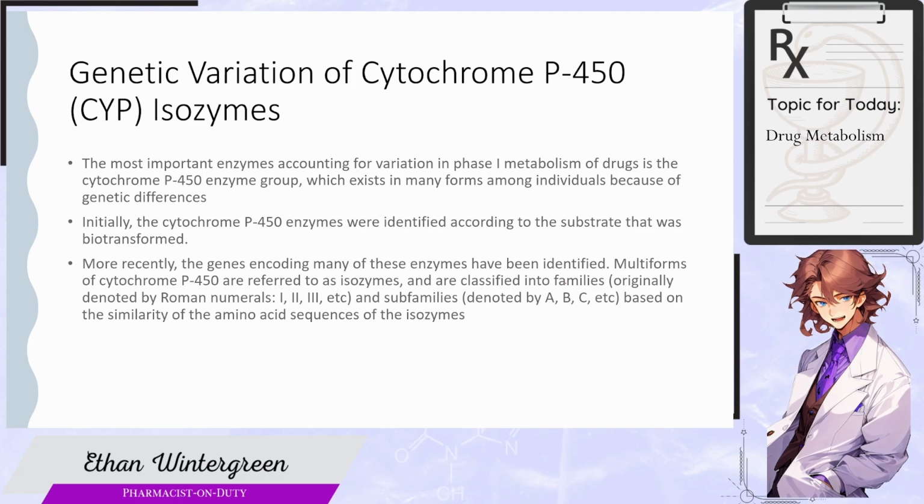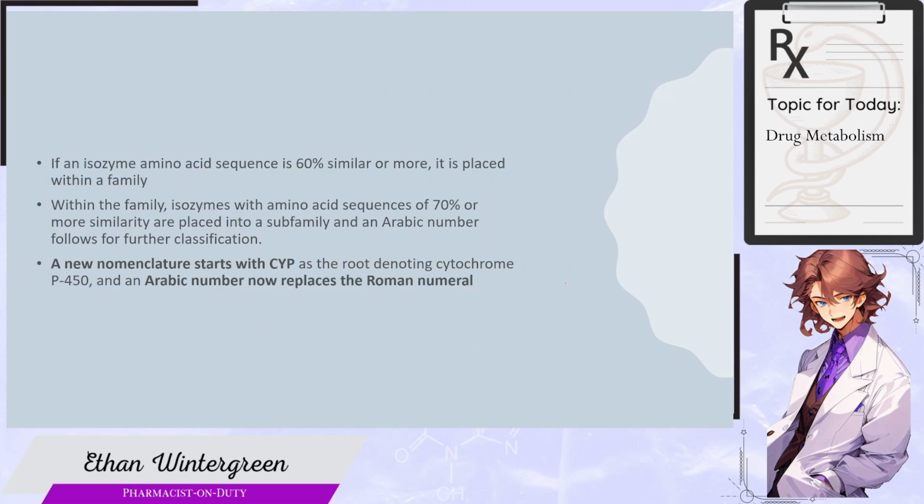So when we say CYP, then a number and a letter, it is your isozymes. These are classified into families, denoted by Roman numerals, and subfamilies, denoted by A, B, C, etc. If an isozyme amino acid sequence is 60% similar or more, it is placed within the family. And within the family, isozymes with amino acid sequences of 70% or more are placed into a subfamily, and an Arabic number follows for further classification.